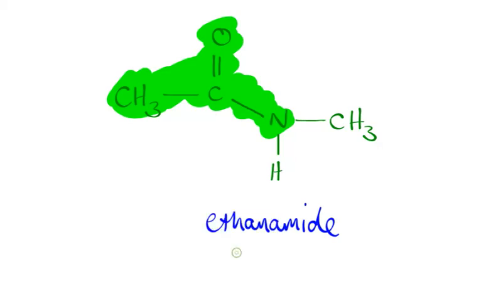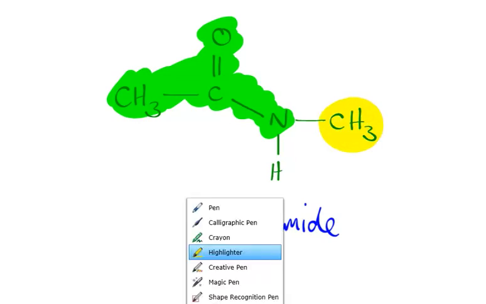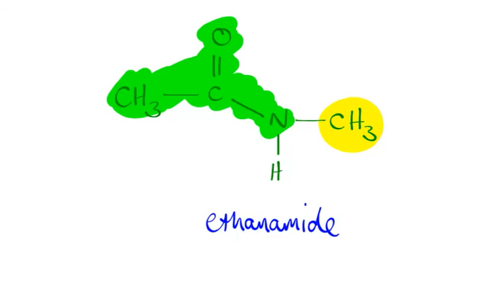But we need to talk about the fact that we do have a methyl group, and we also need to say that the methyl group is attached to the nitrogen and not the other side. So this is N-methyl ethanamide.